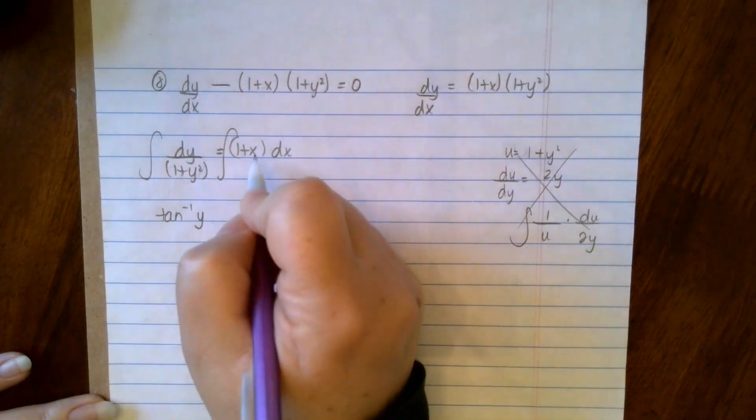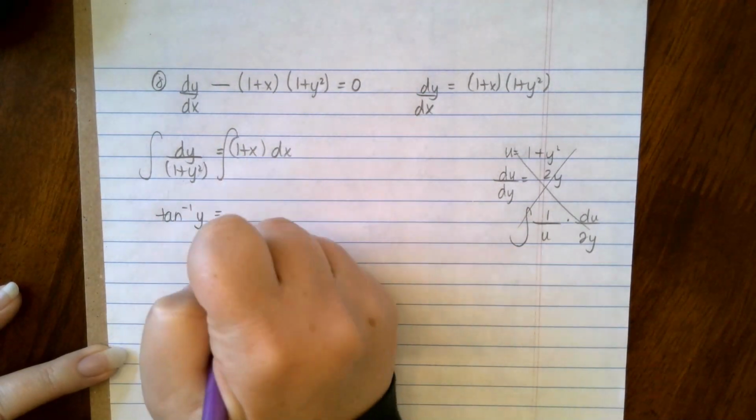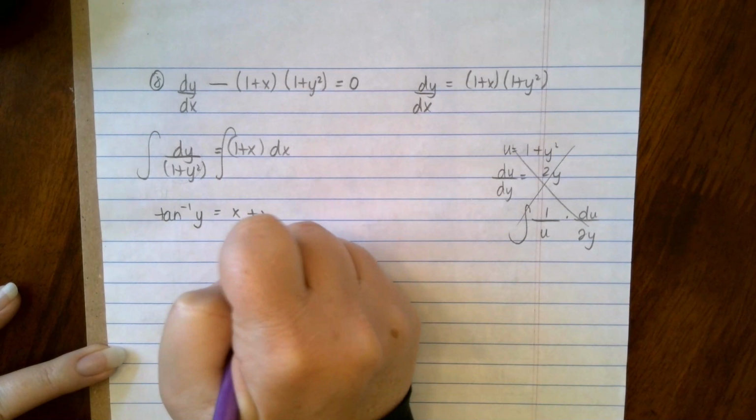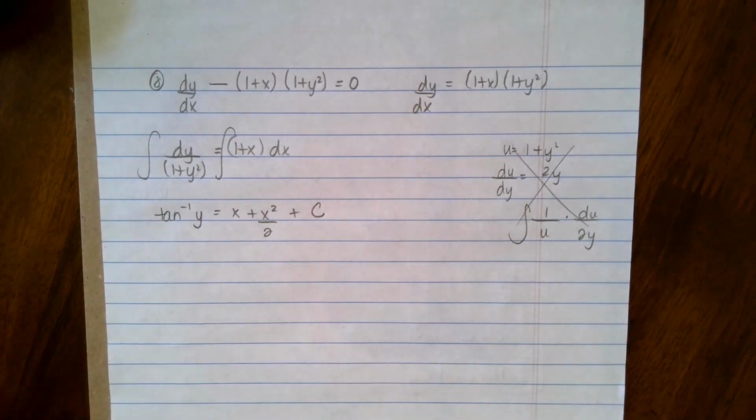Now this over here, we can just go ahead and integrate. The integration of 1 is x, the integration of x is x squared over 2, and don't forget your plus c. Okay? Now, we need to solve for y.